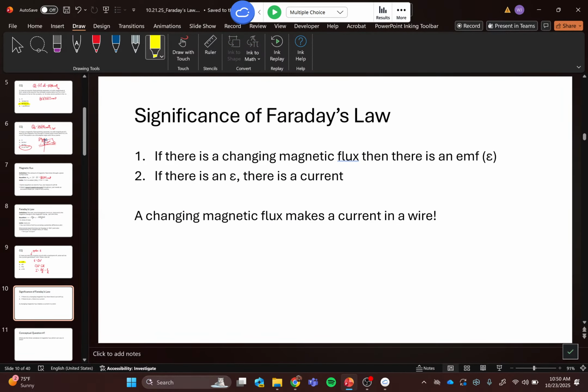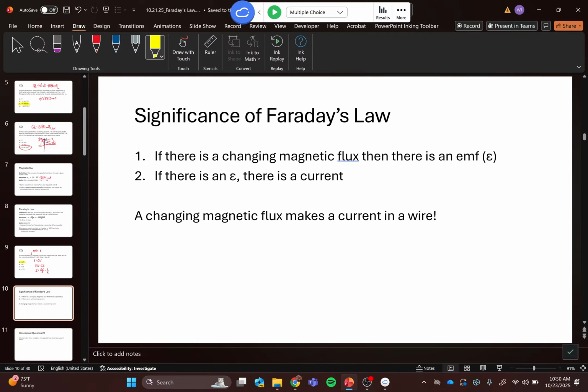So, this is what I already said to you all, but now it's in writing. These are the 2 most important. This is incredibly important. If there's a changing magnetic flux, it has to be a magnetic flux, there's an EMF. If there's an EMF, there's a current. Boom, we made electricity.